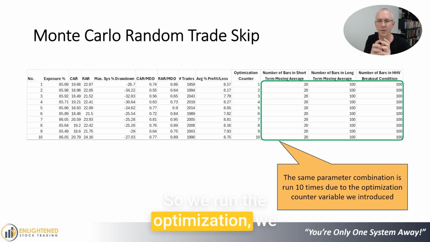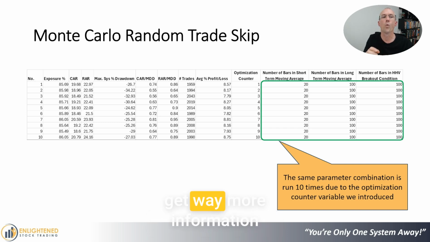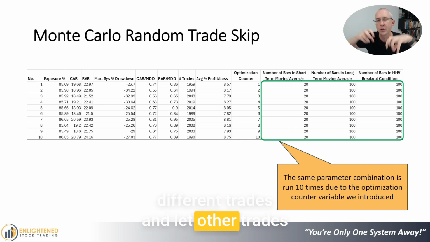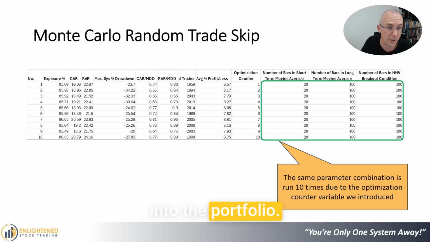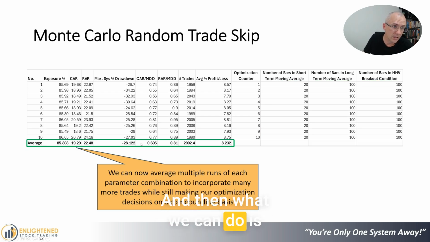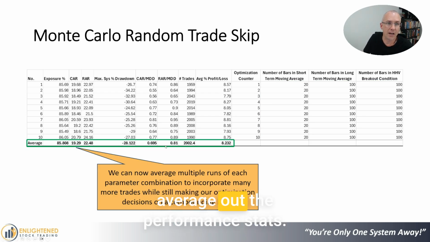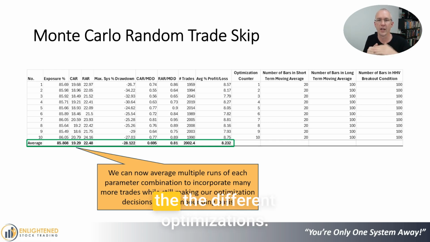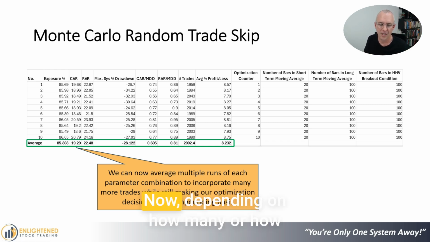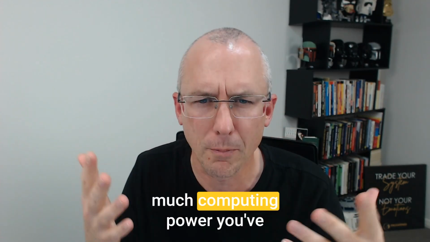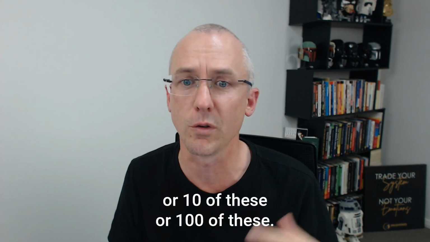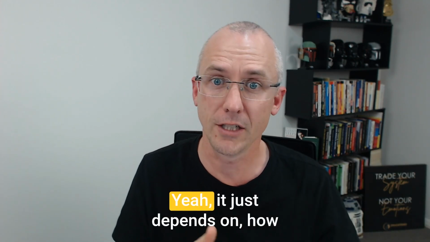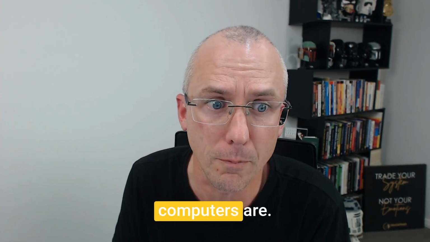So we run the optimization, we get way more information because we randomly reject different trades and let other trades into the portfolio. And then what we can do is average out the performance stats or look at the range of those performance stats across the different optimizations. Now, depending on how much computing power you've got, you might run 5 of these or 10 of these or 100 of these. It just depends on how long you've got to wait, how fast your computers are.